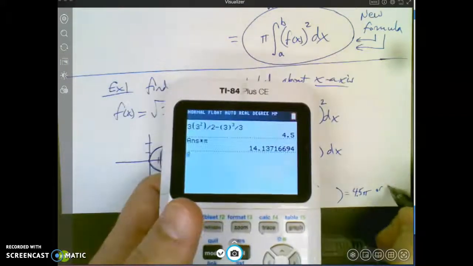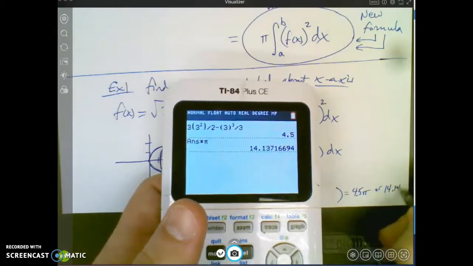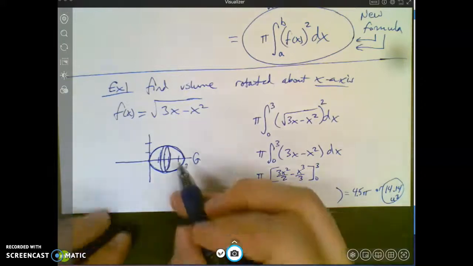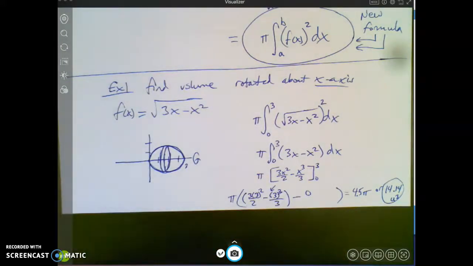And I get 14.14 units cubed. That's the volume. That's the volume of that weird football-like shape. So this isn't that hard. You have to get used to it. So that's called the disk method.